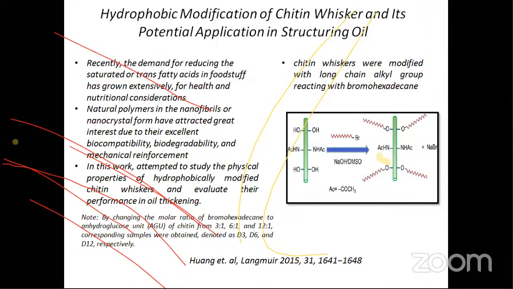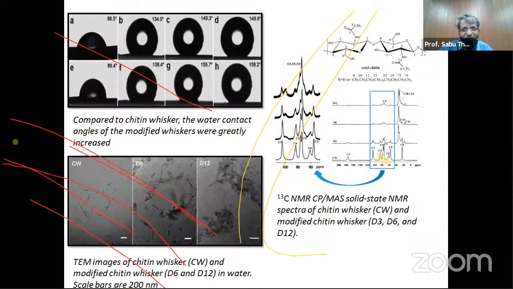You know what Professor Huang did? Huang made a series of beautiful materials. This is the neat chitin. When you put hydrophobic groups, look at the water contact angle. Professor Huang made super hydrophobic surfaces. By a simple chemistry, they put a lot of hydrophobic groups on the surface of chitin, and he made super hydrophobic surfaces. Initial contact angle of chitin is 86, and that has become 158.2. So super hydrophobic surfaces have been made by Huang and group with a small chemistry.